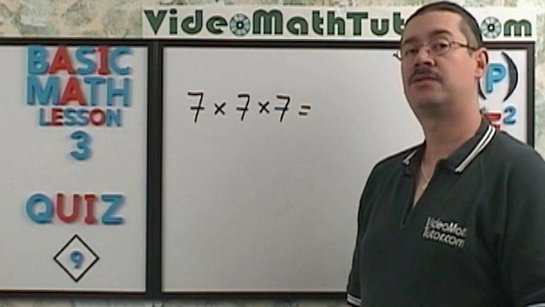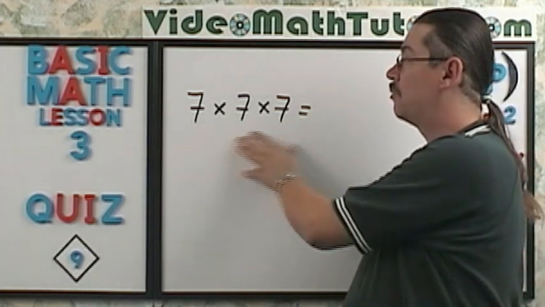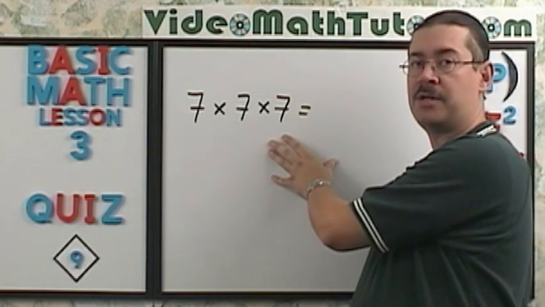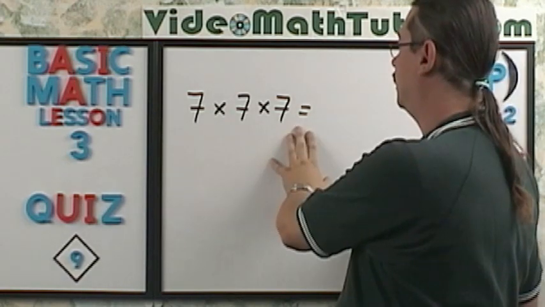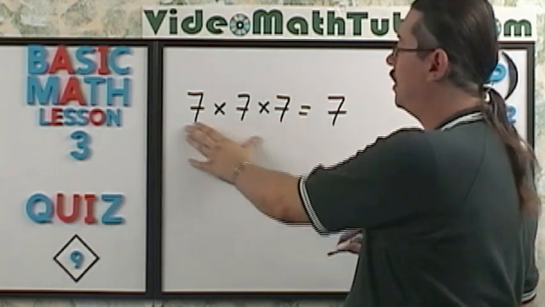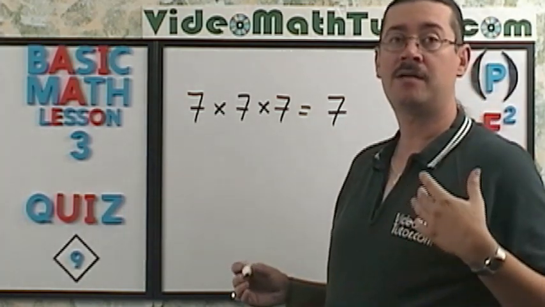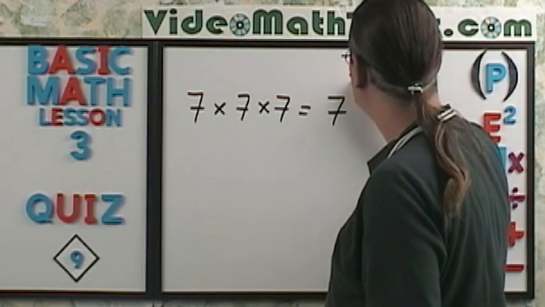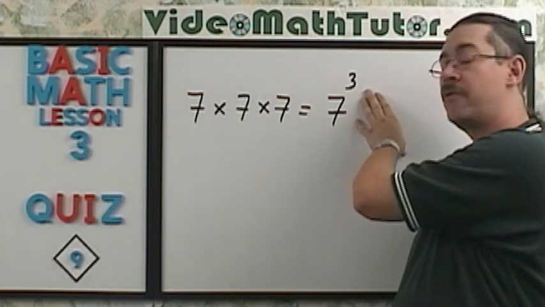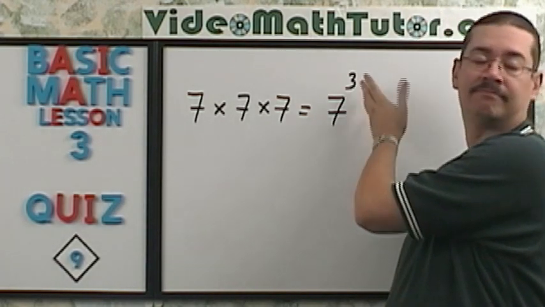Question 9 asks to write the exponential notation for this expression. Well, the base is going to be 7 because that's the thing that's being repeated. And it's repeated how many times? 3. So that's going to be the exponent or the power. So it's going to be 7 to the 3rd power, or you can just say 7 cubed.